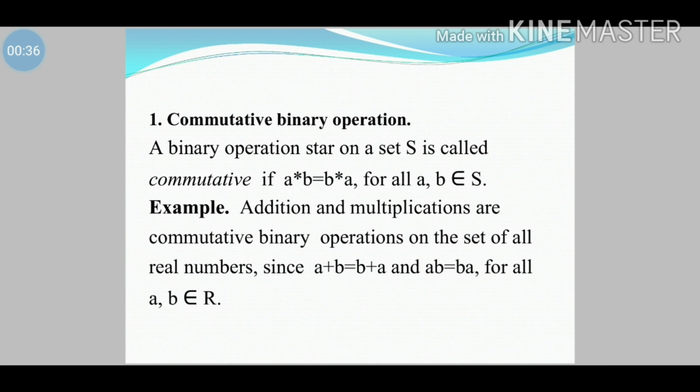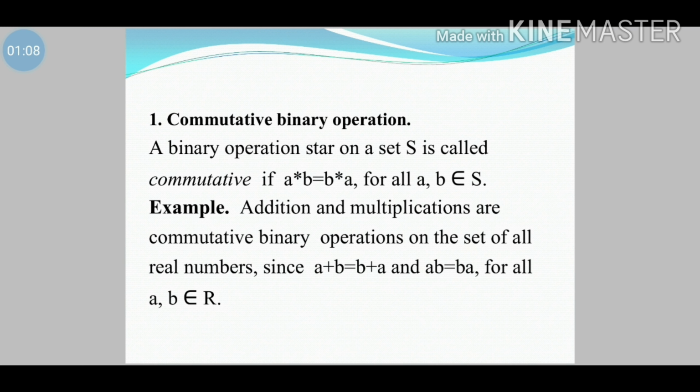Consider a set S and an operation star. Star is said to be a commutative binary operation on S if a star b is equal to b star a for every a, b belonging to S. For example, if we consider the set of all real numbers, addition is a binary operation on R. Also, a plus b is equal to b plus a for all a, b belonging to R, which implies addition is a commutative binary operation in R. In a similar way, if we take any two elements a, b belonging to R, then ab is equal to ba, meaning multiplication is also a commutative binary operation in R.